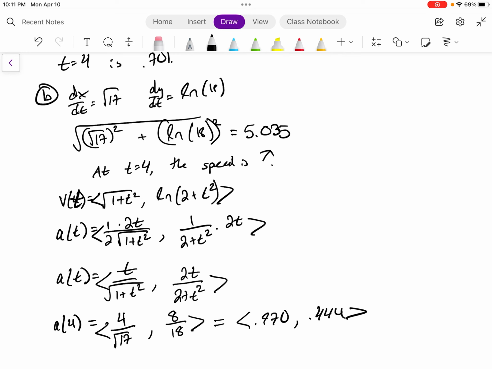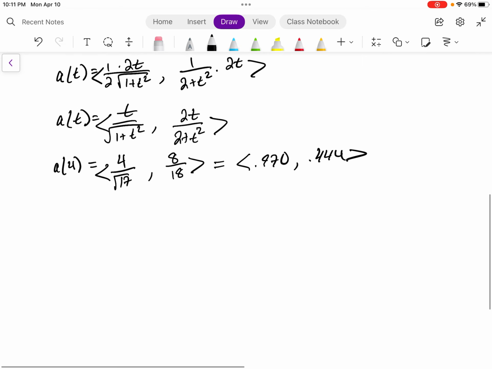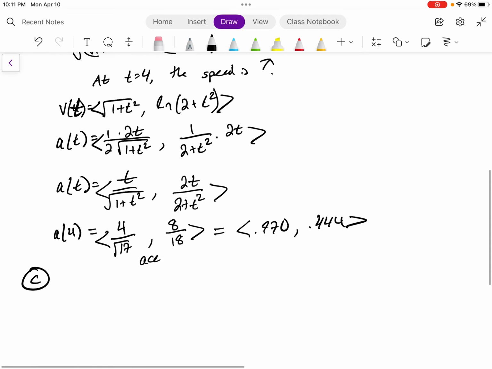Part C, find the y-coordinate of the particle's position at time t equals 6. Okay, find the y-coordinate. We didn't really write a sentence there, right? We would have said acceleration vector at t equals 4, right? We would use full sentences. The acceleration vector of the particle at t equals 4 is that guy, right? And we would actually write that out again.